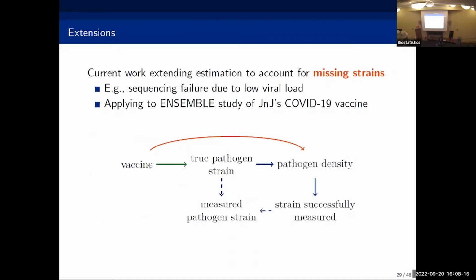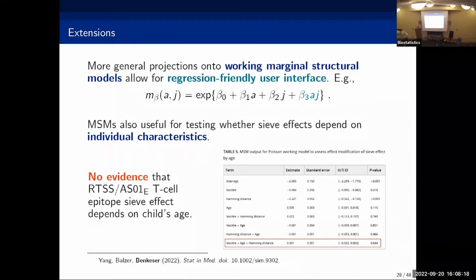Can I ask, what was M? What is M? This little M? Oh, yeah. It's a working model. So we're posing a working model for your risk of infection or disease as a function of vaccine and the strain status. Is that a Poisson working model? It's a Poisson working model in this case, because we like relative risk inference. But we have general Kullback-Leibler projections onto your favorite parametric working model that we talk about.